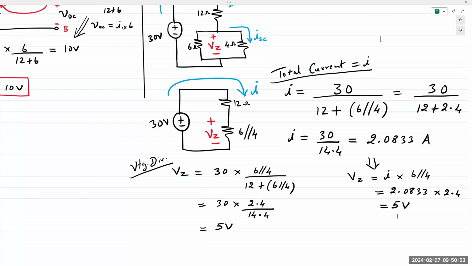One on the left, simply a shortcut, voltage division application directly. One on the right, I'm applying Ohm's law to find the total current I being supplied by the 30-volt source. Then I find total current I as 2.083. At that point, I can apply current division because the total current I is splitting between 6 and 4.